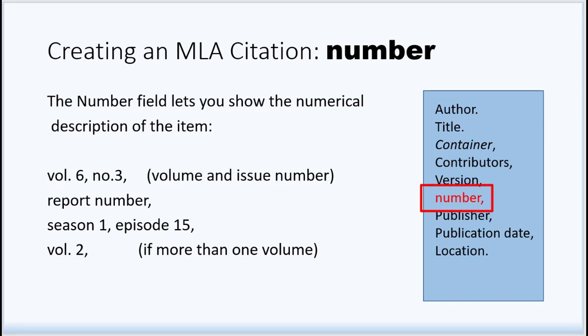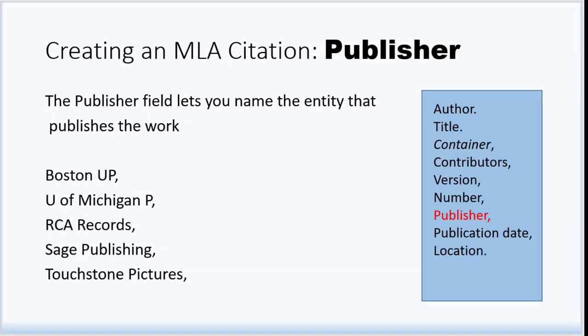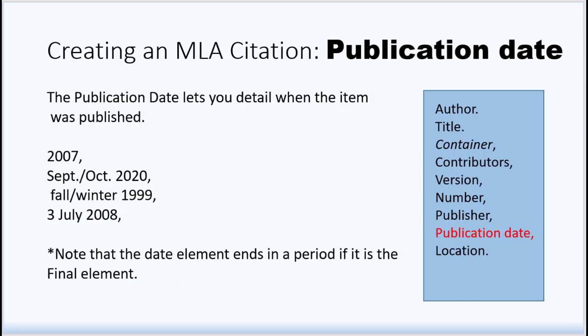A report number, or other numerical system like a series with episodes. The number element is also usually in lowercase. Publisher. The publishing company, agency, or organization. It is used for everything but journal articles. Notice that the university presses are abbreviated to UP without punctuation, regardless of the order of the name.